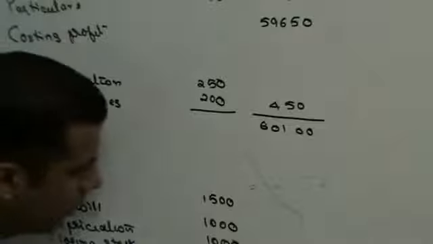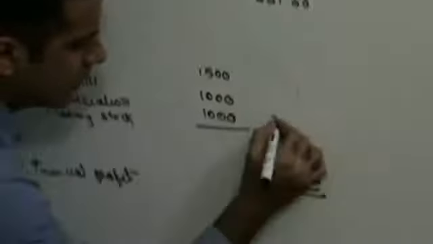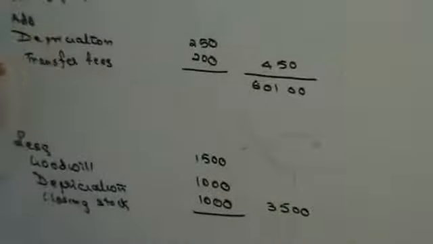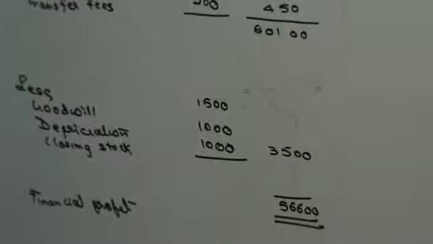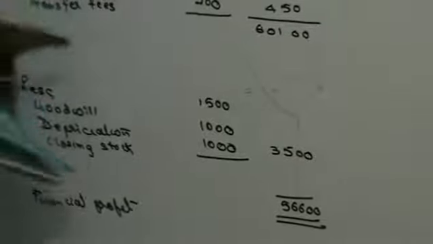60,100 minus 3,500. Does that come to 56,600? Right? Account tally. Sum is over. Let's do another sum, guys. So do we understand how to make a cost reconciliation statement? Right? Next, let's see another sum.